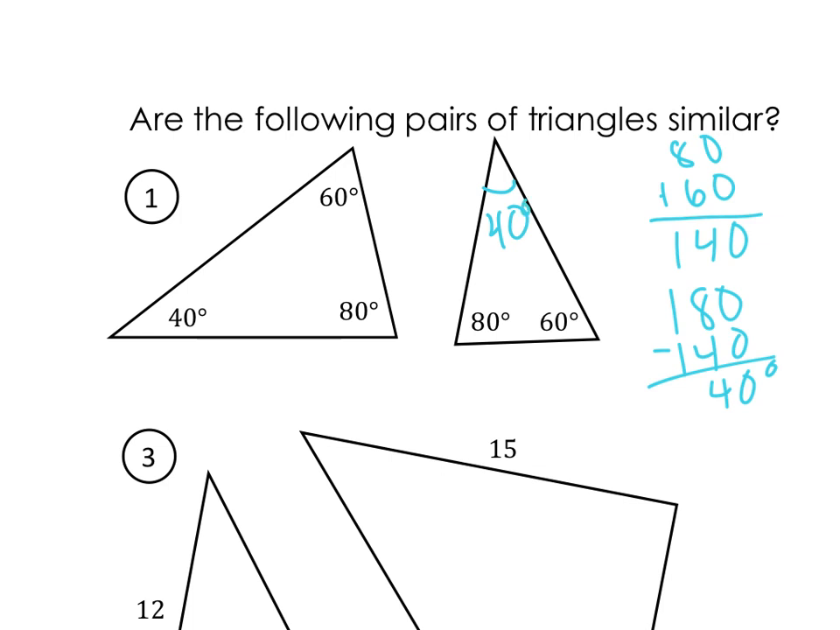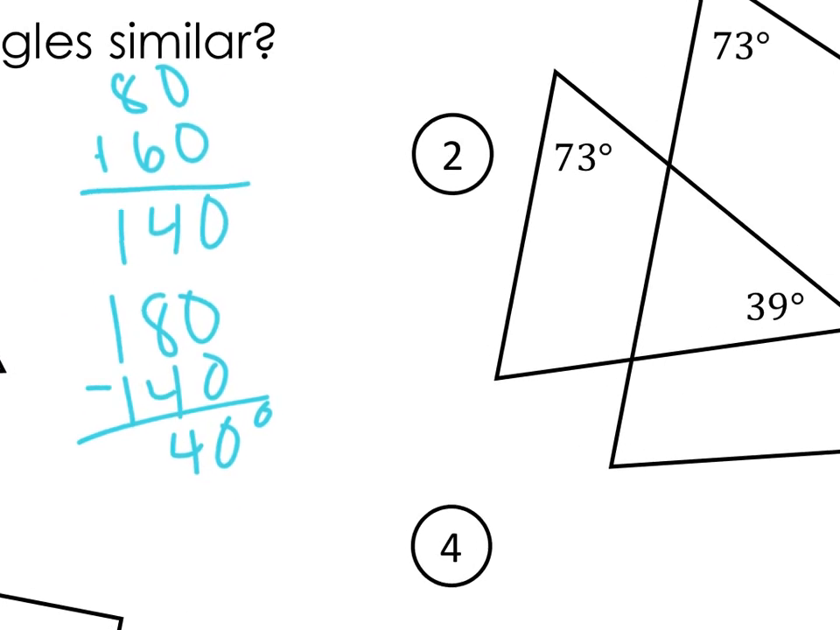Well, if you look at it, we have matching angles here. So we have 80 degrees here, 80 degrees here, 60, 60, and then 40 and 40. So these triangles are similar. Okay, moving on to number 2.